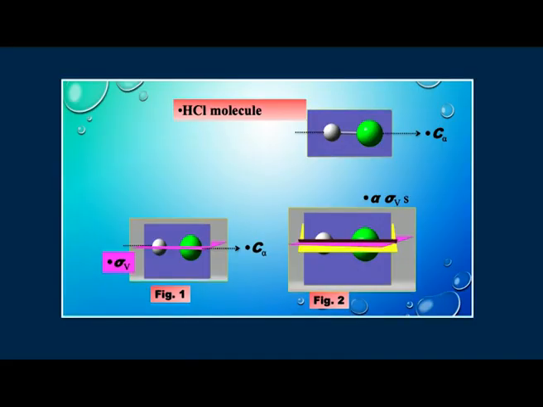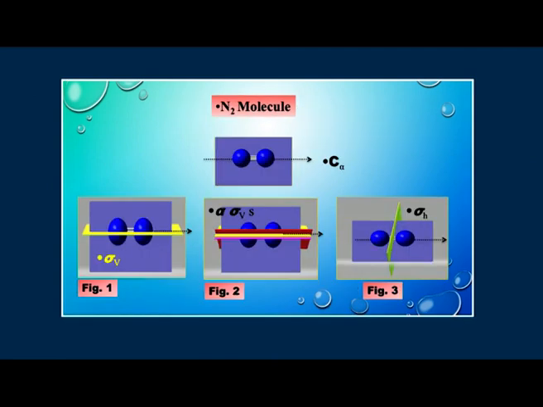Another example for a molecule containing the sigma V is HCl. HCl is a linear molecule and has an infinite number of vertical mirror planes, all of them containing the C infinity axis. One is depicted in the first figure. Likewise, an infinite number of sigma V planes are possible, as in the second figure.